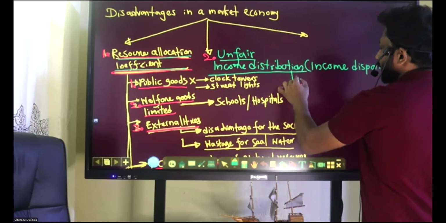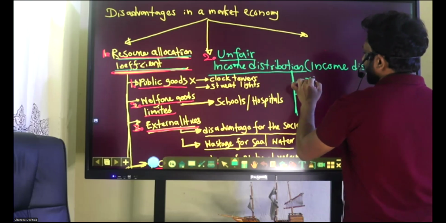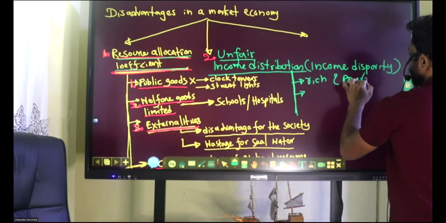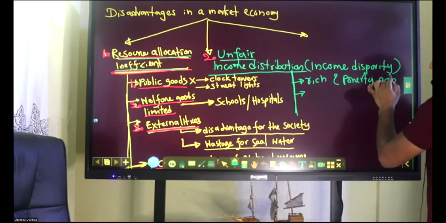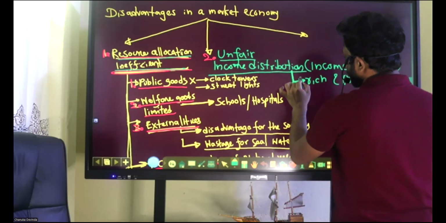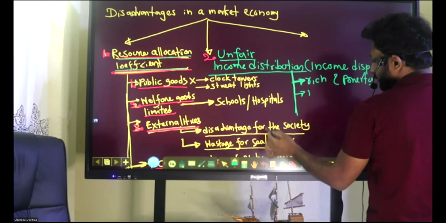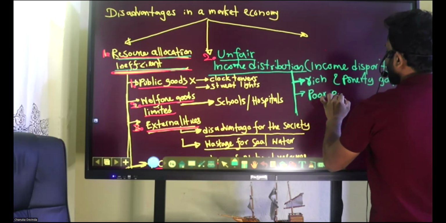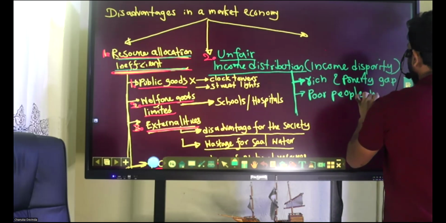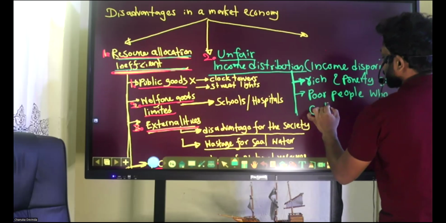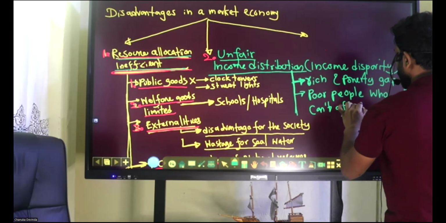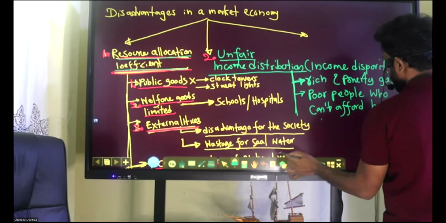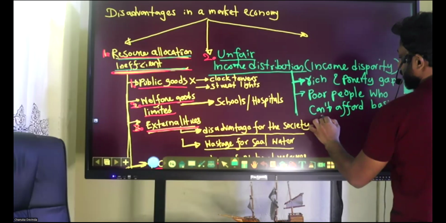Income disparity. Under income disparity, there is a higher rich and poverty gap. Rich and poverty gap. And also there are poor people who can't afford basic human needs.